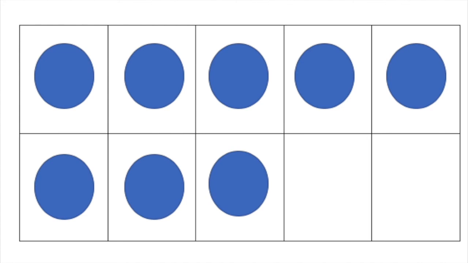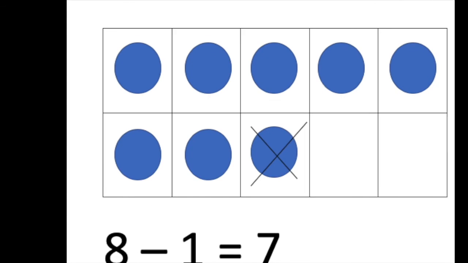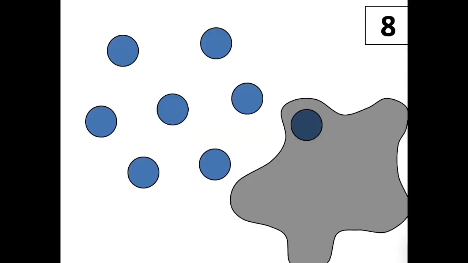Now we had a splat that covered 1 dot. Could you show this by crossing out one dot? It could look like this. It shows the same thing. Whether we show 8 minus 1 equals 7 with a splat, or with crossing out dots in a tens frame, it's the same thing, just shown in different ways.